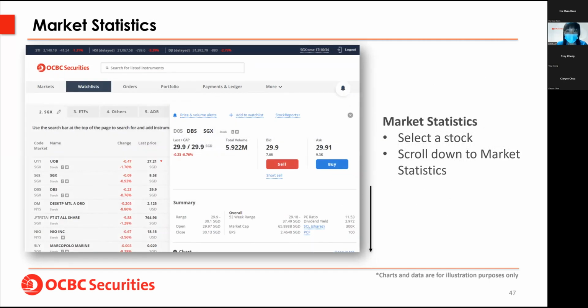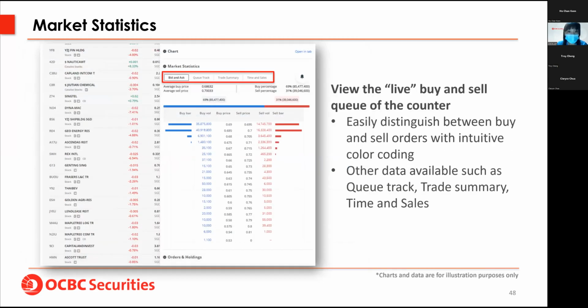In addition, we also have the market statistics feature in the trading platform. So for instance, you can have an option to view the bid and ask, the Q track, the trade summary, and time and sales data feeds under the market statistics section.